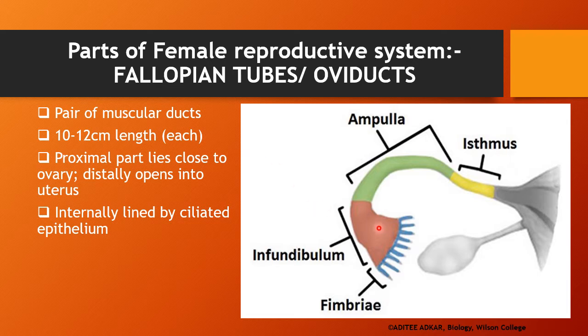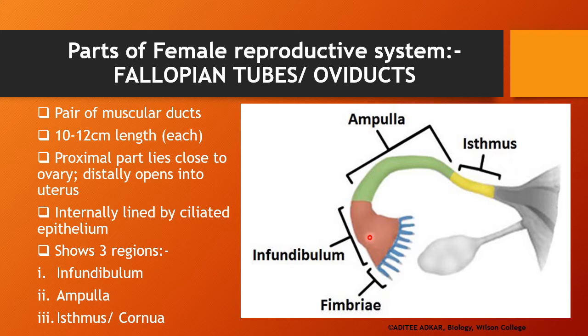This is a fallopian tube. As you can see here, the proximal part of the fallopian tube lies close to the ovary. This is the ovary and this is the beginning of the fallopian tube. And the distal part is connected to the uterus. Internally, the fallopian tube is lined by ciliated epithelium. A fallopian tube can be divided into 3 regions.